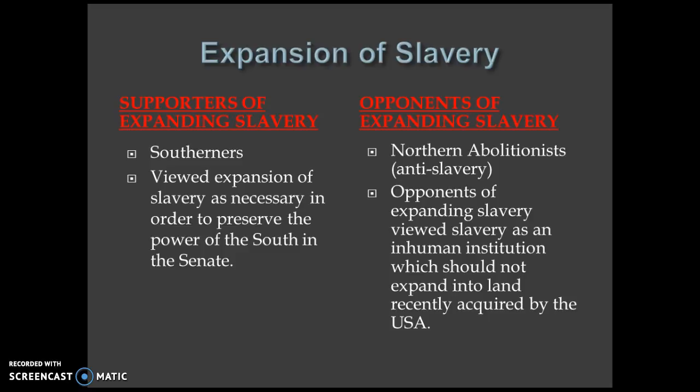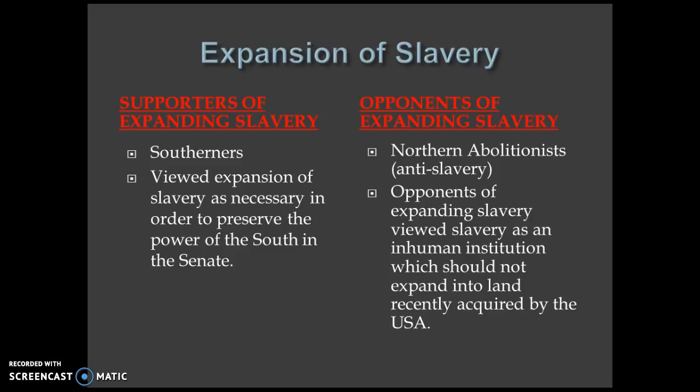If it's a free state, that means you got 2 more senators from free states that are going to support the outlaw of slavery. So this could totally change the balance of power in which side, north or south, will be able to pass laws in the Senate to support their view, either outlawing slavery or keeping it legal. So if you support expanding slavery, you're from the South, you view the expansion of slavery as an absolute necessity in order to preserve the power of your section in the South.